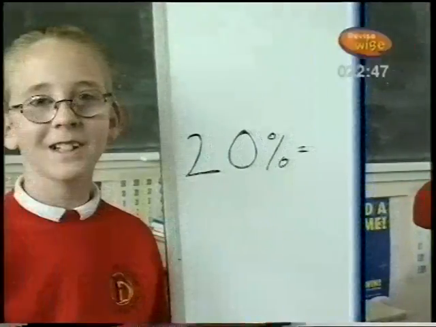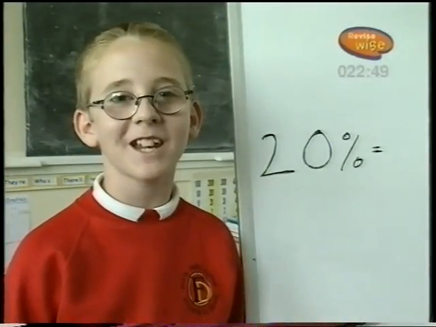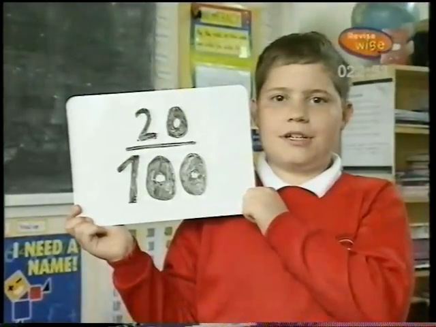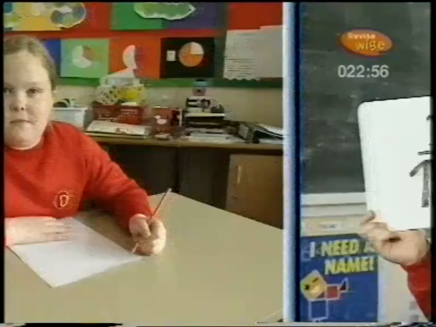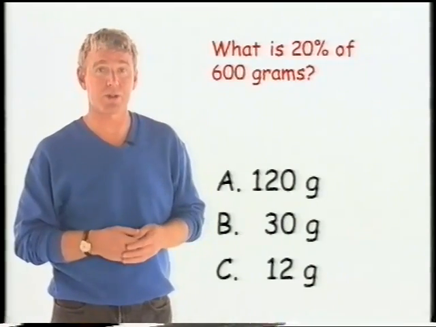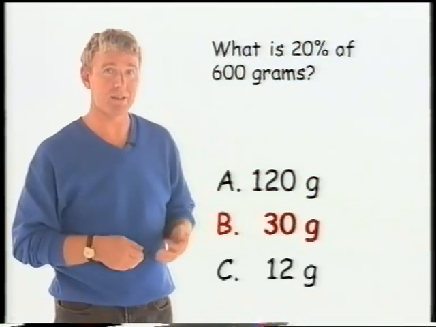With percentages, of means multiply. To find a percentage of something, turn the percentage into a fraction. You do this by putting it over 100. Then multiply by the fraction. Back to our question. What is 20% of 600 grams? A, B, or C?